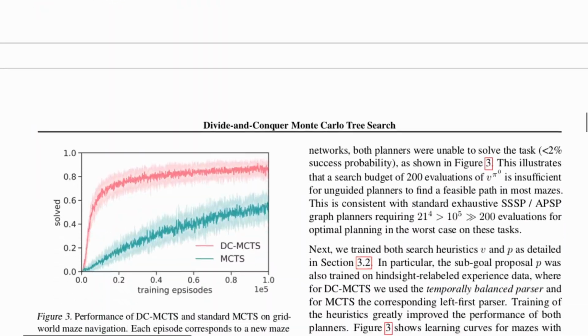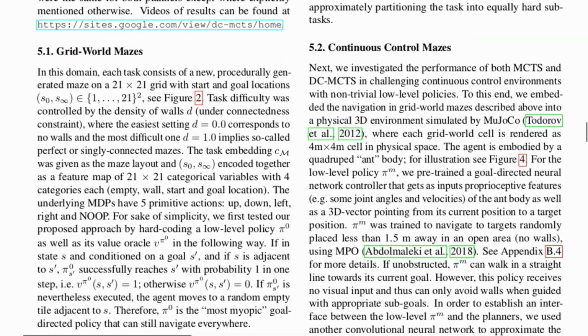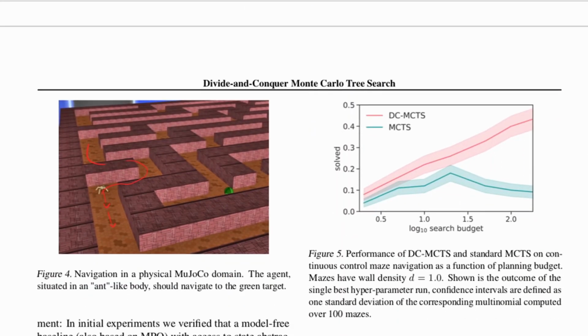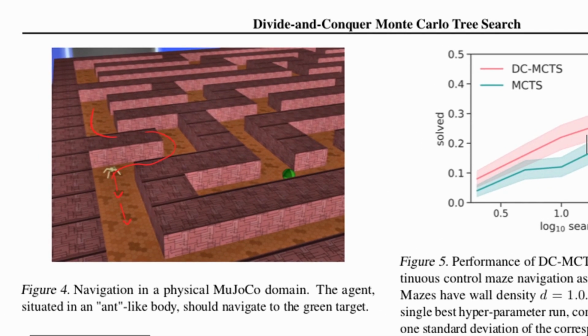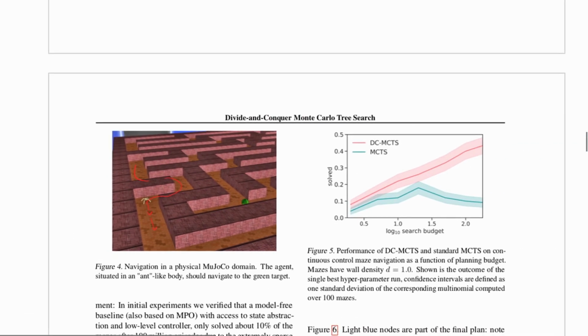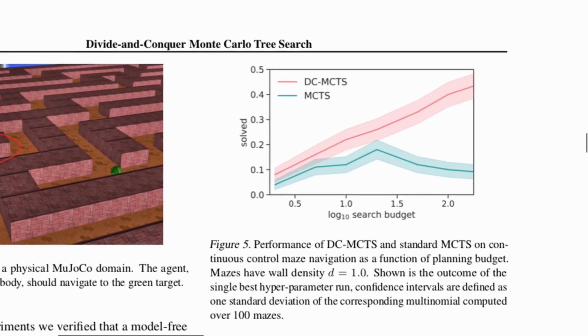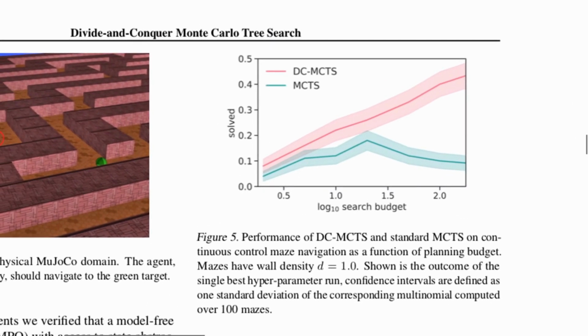Now, this is the basic experiment of the paper. They also do this in a 3D manner where they move this little spider here around. So the spider was trained to just move from one block to the next block, and the planner basically has to tell it where to go. And they show that they outperform the traditional Monte Carlo tree search.